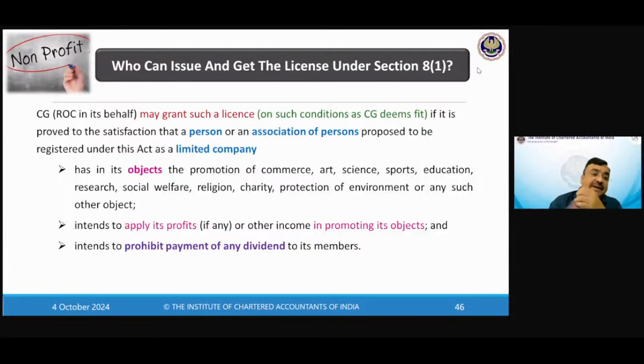So once again I am reading, the central government, that is ROC in this behalf, may grant such a license on such conditions as central government deems fit, if it is proved to the satisfaction that a person or an association of person proposed to be registered under this act as limited company has in its object the promotion of commerce, art, science, sports, education, research, social welfare, religion, charity, protection of environment, or any such other object, intends to apply its profit if any or other income in promoting its object, यानी कि अब जो आएगा उसे इन्वेस्ट करना है वापस इसी फर्म में, and intends to prohibit payment of any dividend to its members.